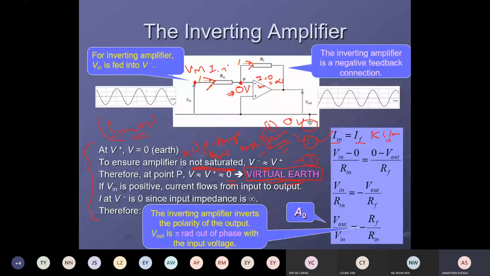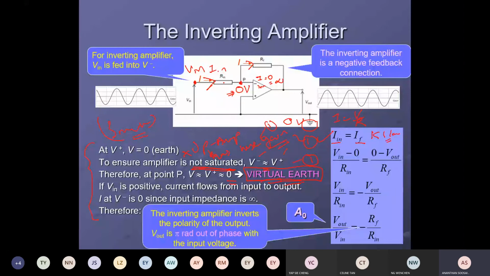Okay, now I go back to the diagram. So when the current flows into this P, the current will flow up to the RF. So I in equals IF. But now, the I in. What is I? Current. Current is V over R, potential difference divided by the resistance.